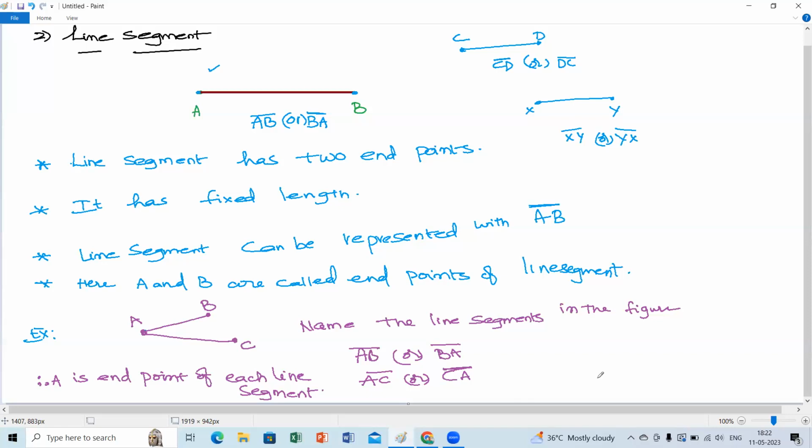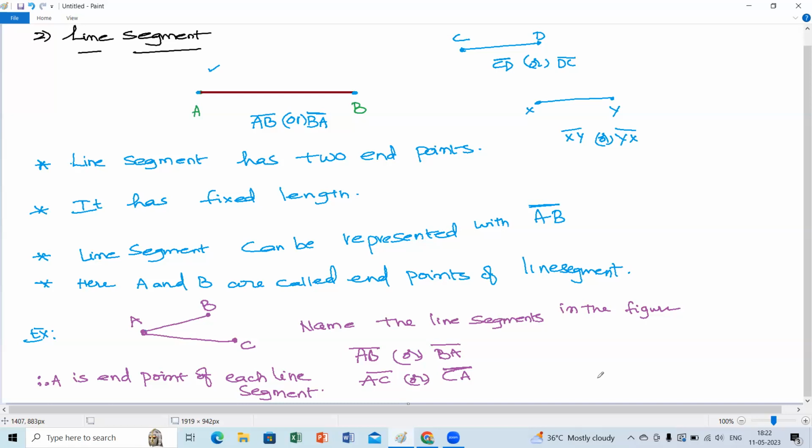Ma'am, line has a starting point, but it does not have an ending point. No, Sritej, no. Can anyone please correct Sritej? Yeah, Soumya. Very good. Line has no end points. Very good. Sritej, did you understand? You said it's ray, beta. Okay, ma'am, it's ray. Very good.